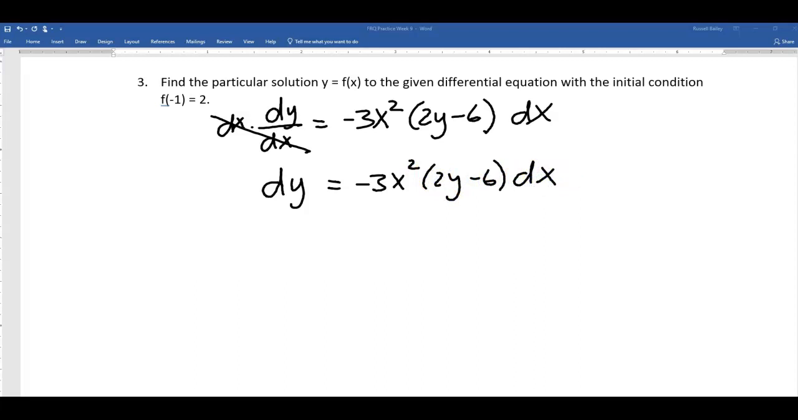How do I move the 2y minus 6? We're going to divide it. So now I have this.